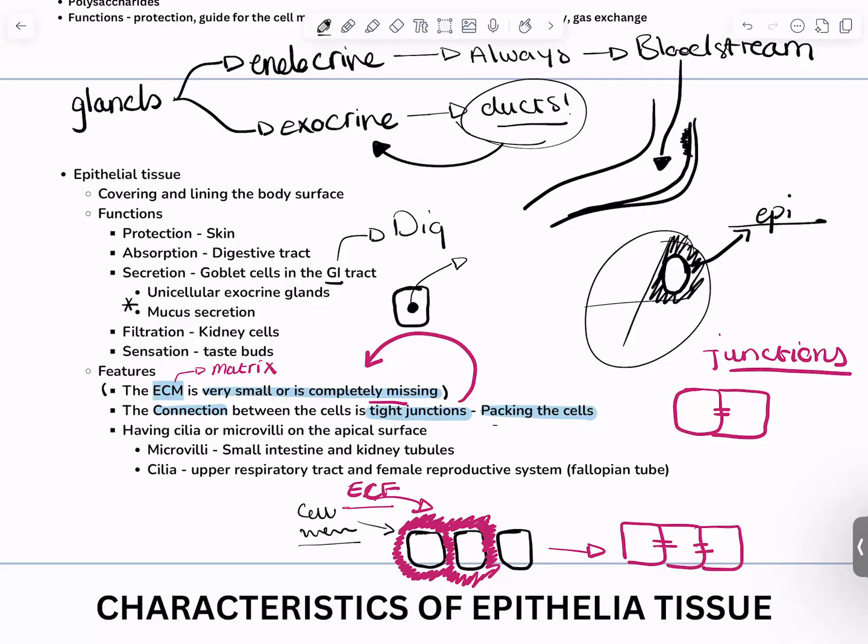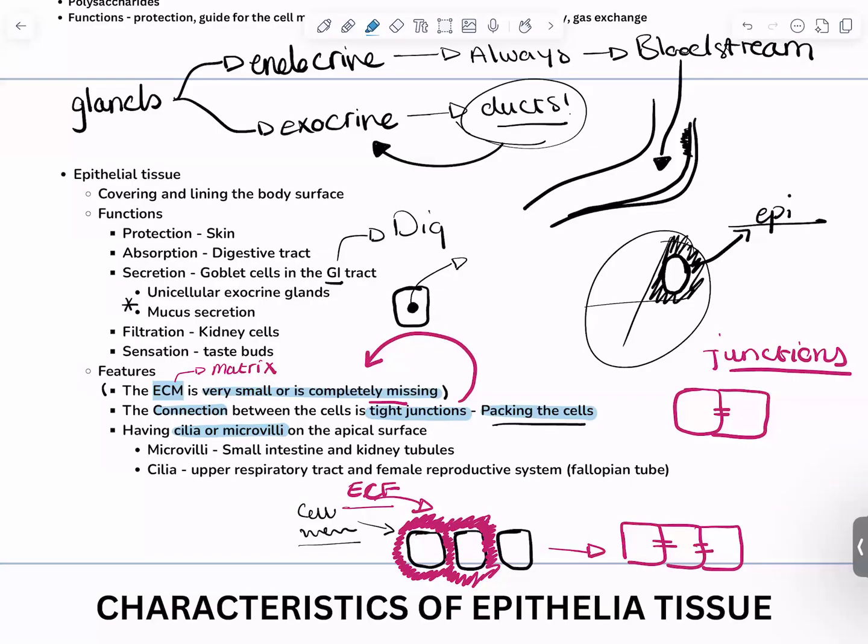I will discuss junctions today. I will give you a kind of explanation about it, and later we will have more details. And some of these epithelial cells have cilia or microvilli. These are very specific structures that we can find in the epithelial tissue, and I will discuss them in more detail. If you don't know what they are, no worries, we are going to talk about them.